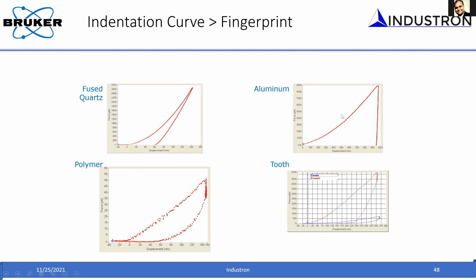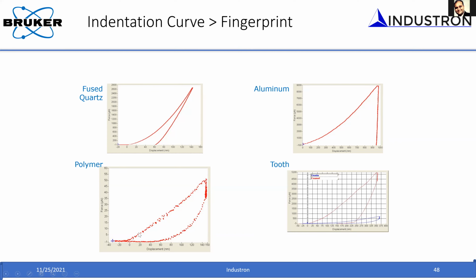If you compare with aluminum, it's totally different. In fused quartz, you get an elastoplastic response but with more elastic recovery, whereas in aluminum, you see more plastic deformation, and this is also elastoplastic. But if you look at the polymer material, the shape of the curve is totally different.